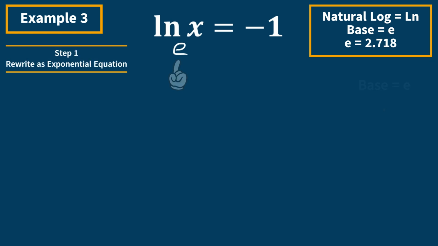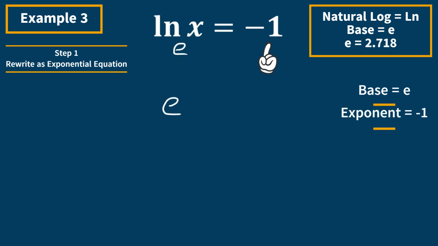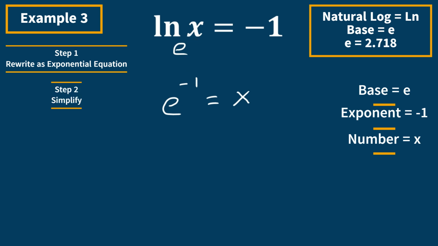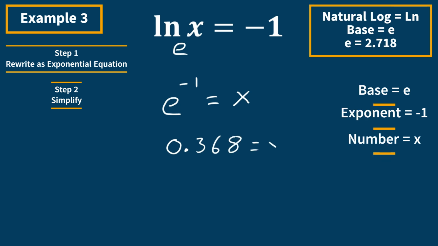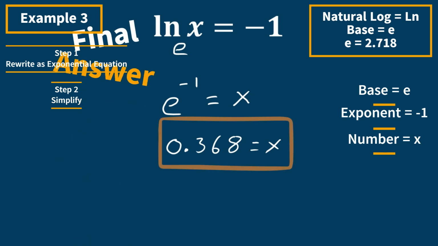So our base is e. We're going to write that down first. The exponent is -1, and the number is x. What we're going to have to do from here is use our calculator. All we do is take e raised to the -1 power and see what the answer is. If we do that, our answer is 0.368, and that is equal to x. This is our final answer.